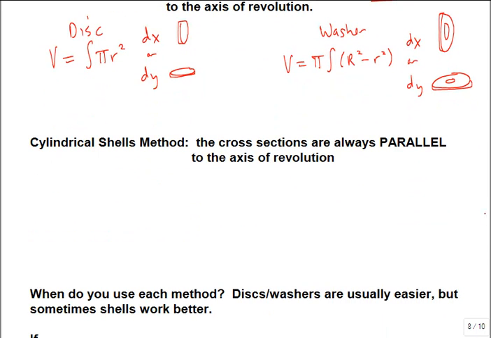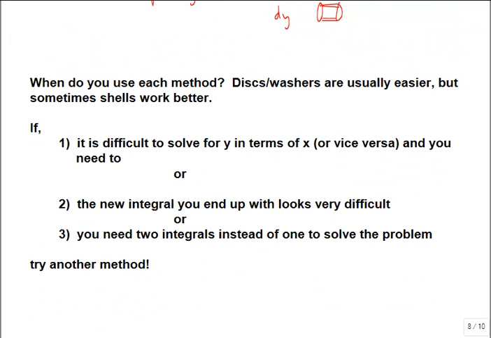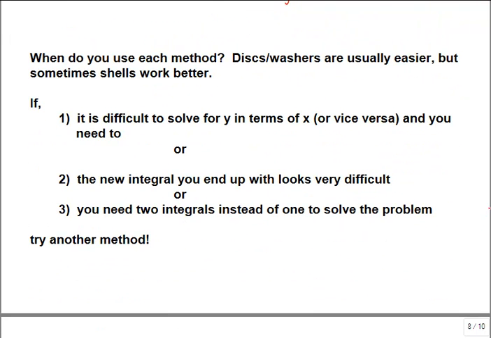When you do shells, you always take your cross-section parallel to the axis of revolution, and you have a different formula. It's the integral of 2 pi rh, and this is either dx or dy. It's going to be dx if your slice is vertical so that your shell is vertical, and you're going to use dy if your slice is horizontal so that your shell lies sideways. Okay? So when do you use each method, and how do you decide which one to do?